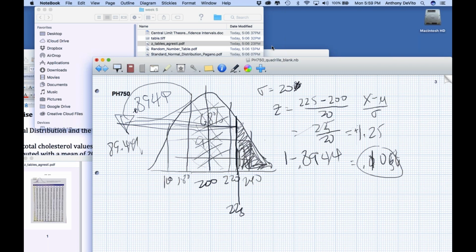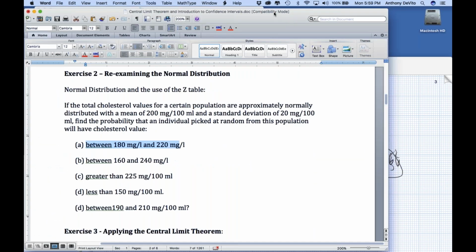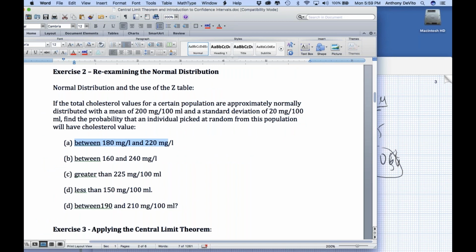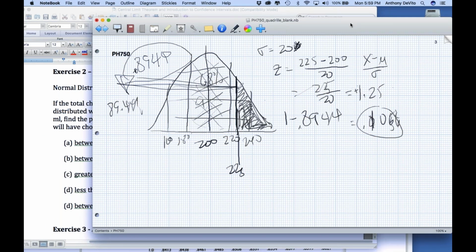So let's go back and look at the next question they might ask about this. Okay, what's the probability of a person randomly selected from this population having a cholesterol of less than 150? Remember, this population, we're not dealing with samples here. We're going to come back to samples.